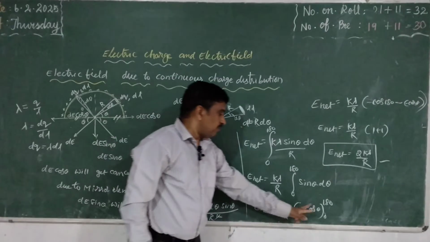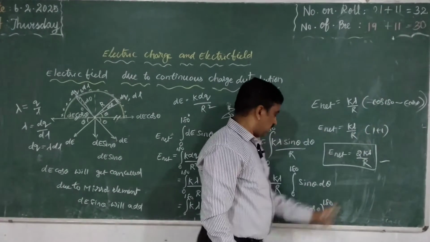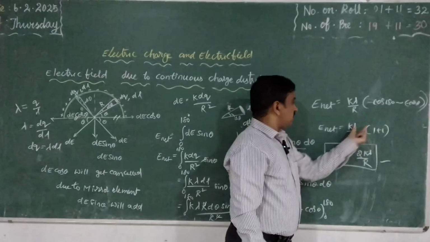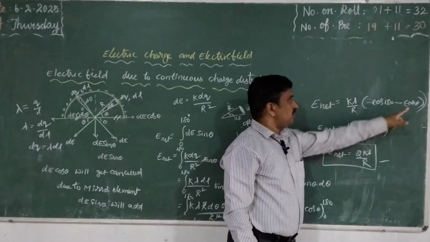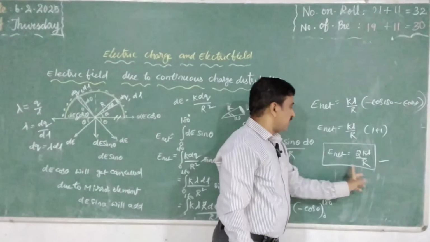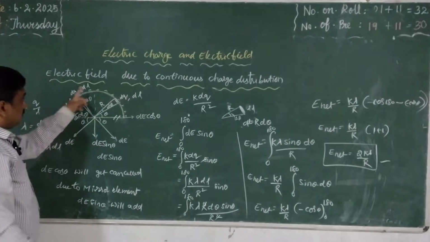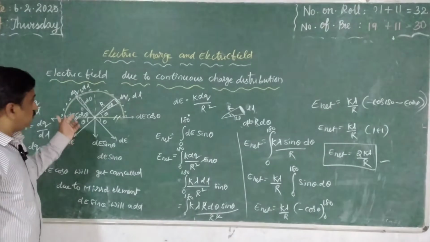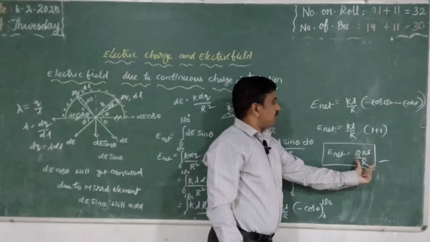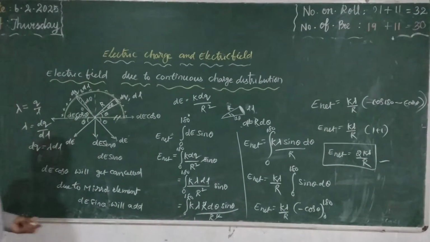The integral of sin theta is minus cos theta. The interval is 0 to 180. We write the upper limit first, then the lower limit: minus cos 180 minus of minus cos 0. So cos 180 is minus 1, minus of minus is plus, and cos 0 is 1. So 1 plus 1 is 2. 2k lambda by r. E net equals 2k lambda by r. Due to a semicircular rod with continuous charge distribution, the electric field is 2k lambda by r. This is the proof.